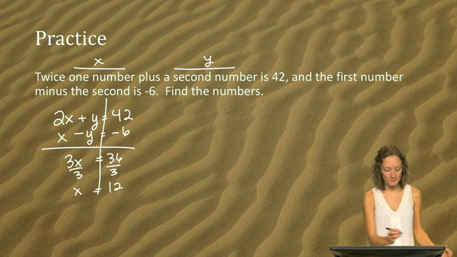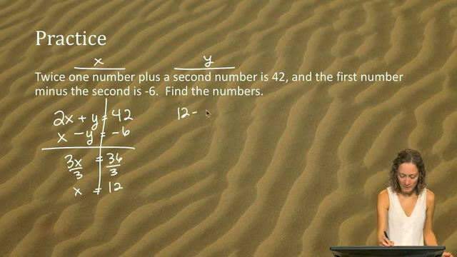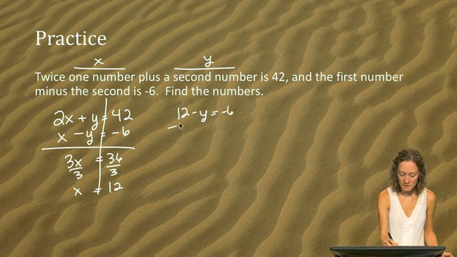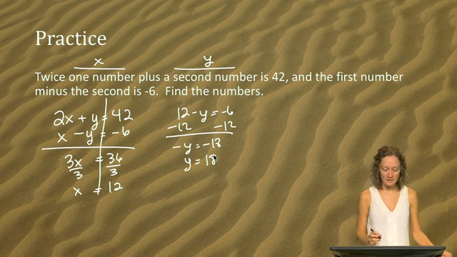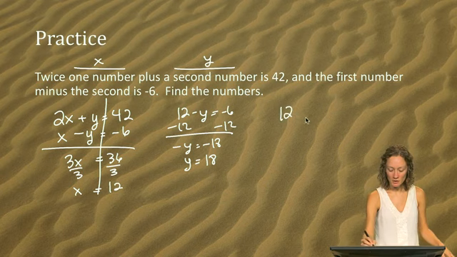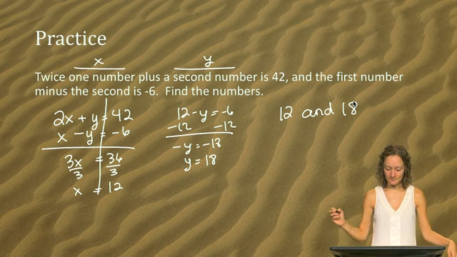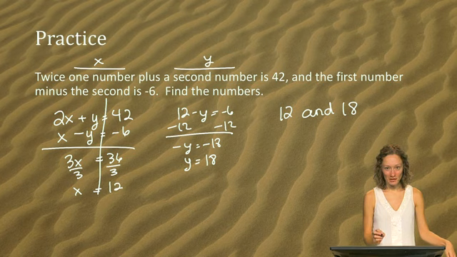There's one number. Find the other one. 12 minus y equals -6. Solve this. We get y equals 18. So the two numbers are 12 and 18. Did you get that? If not, pause, check your other work. We'll still keep going through.